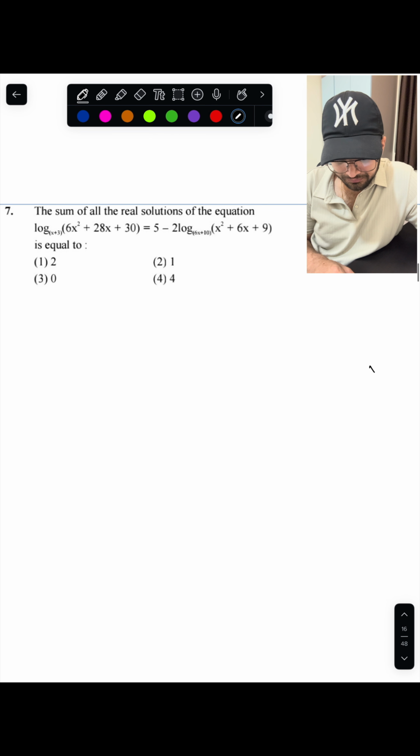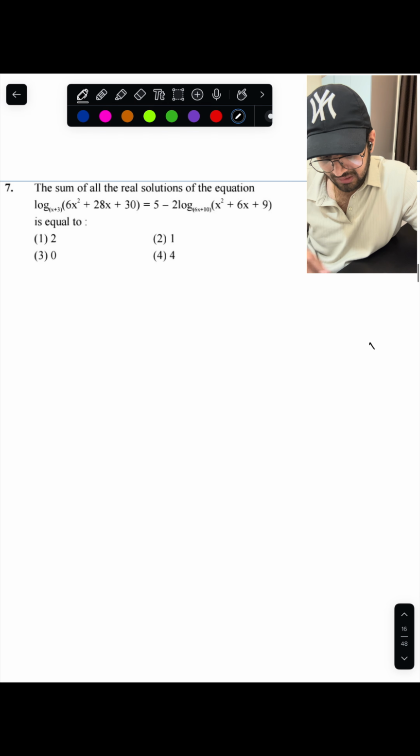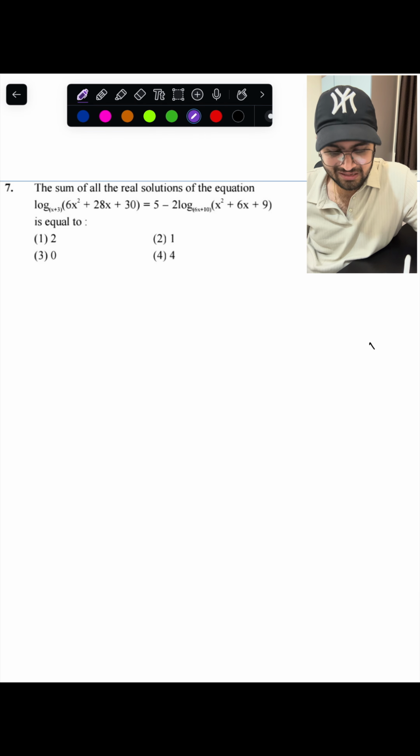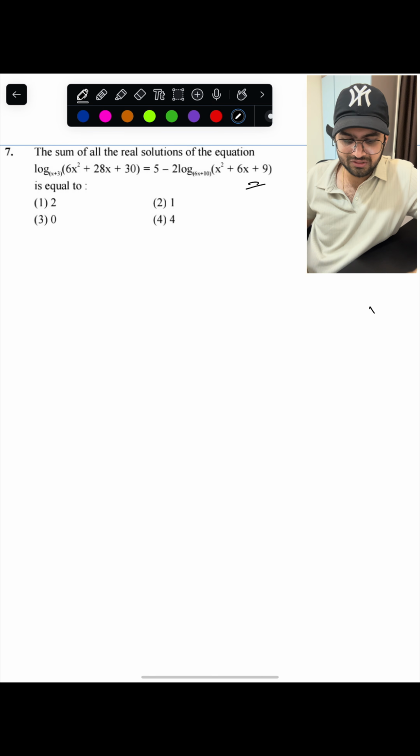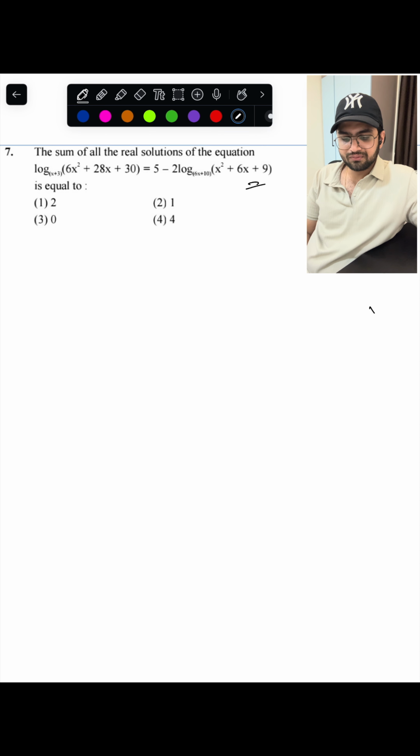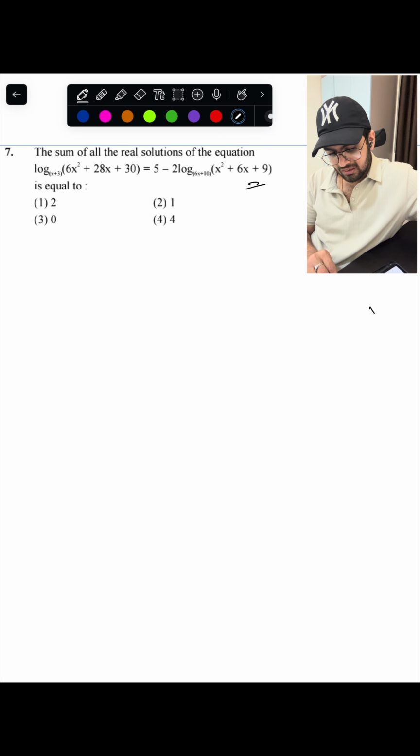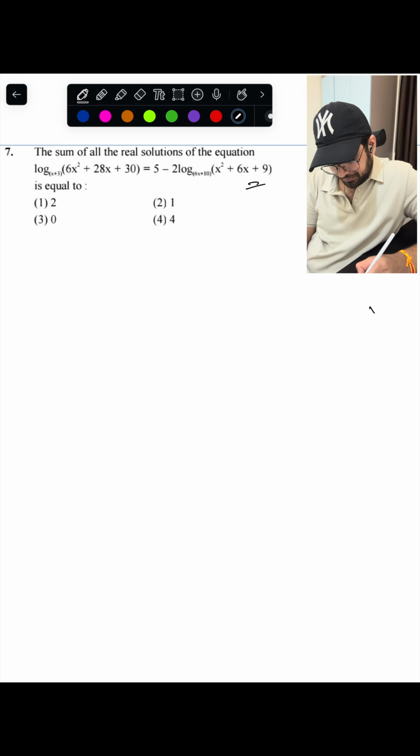Next question, question number 7. So, a logarithm question. Whatever the logarithm question, we can easily solve it, right? So you need to calculate the sum of all the real solutions of the equation. So let's calculate that.